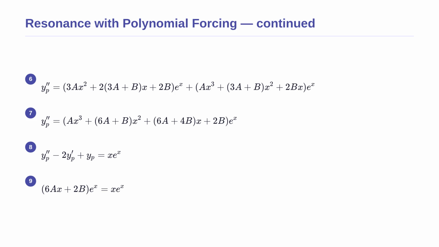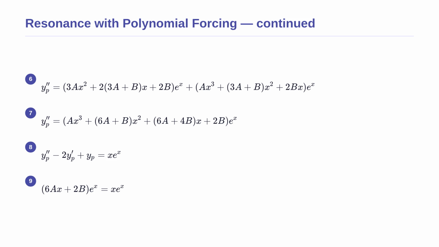Following our organized first derivative, we take the second derivative, applying the product rule one more time. The process is exactly the same, just with slightly larger coefficients. We differentiate the polynomial part first, then add the original polynomial part. We group the terms again by their degree to get a clean expression for the second derivative.